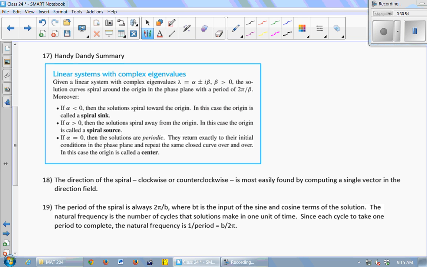And the direction of the spiral is most easily found by just computing a single vector in the direction field. We did that a couple of weeks ago, just sketching a couple of vectors in the direction field. It was on the quiz I just gave back to you. So if you can come up with one and you look at which way that arrow is pointing, then you know what direction all the solutions travel in.